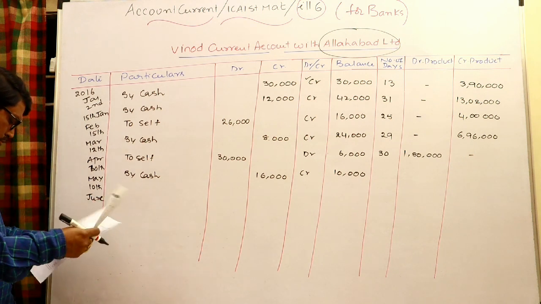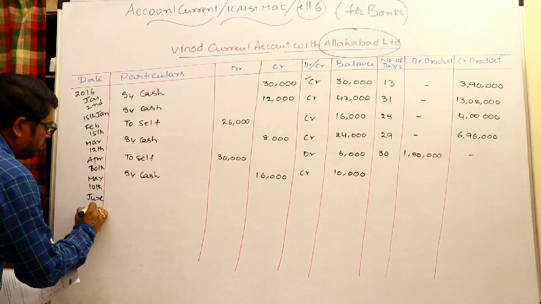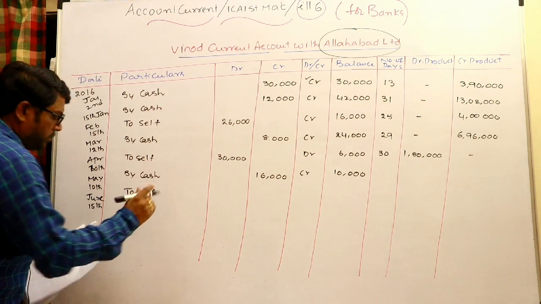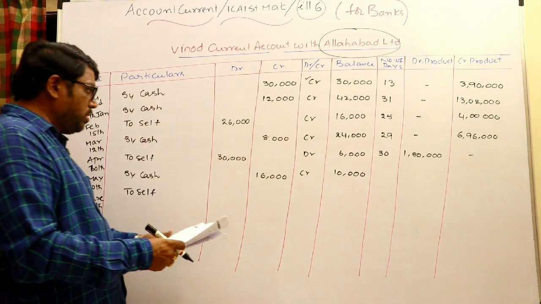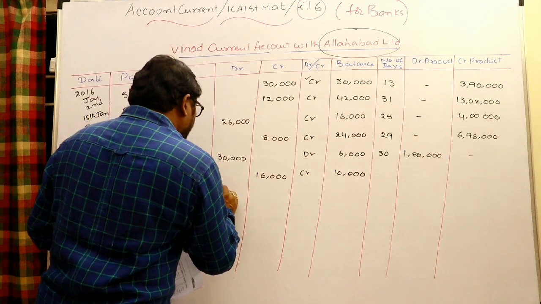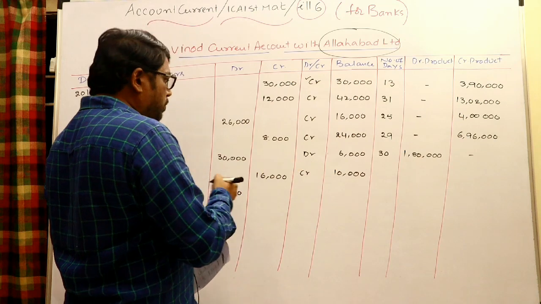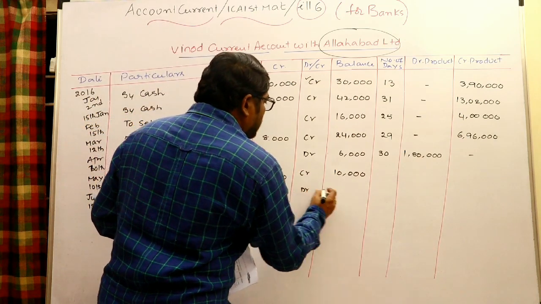Last transaction is June 15th. Withdrawal to self or to cash. How much withdrawal? 14,000 withdrawal, which means debit side. 10,000 having 14,000 withdrawn, changed as a debit balance of 4,000.